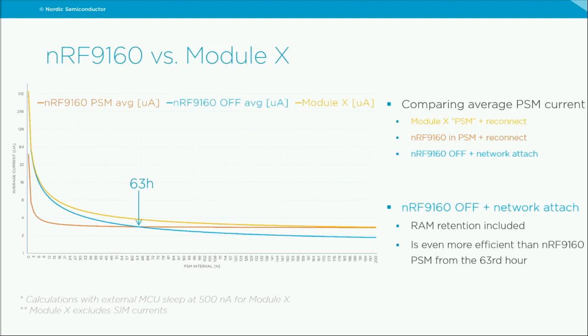So the module X does not have an application processor. So in this graph here, we have added on an external MCU sleep for around 500 nanoamperes for the module X. And also the module X excludes the SIM currents. That is kind of the point I'm trying to make here, that PSM floor currents does not give you the whole picture of the average total current consumption that you will have in your device.